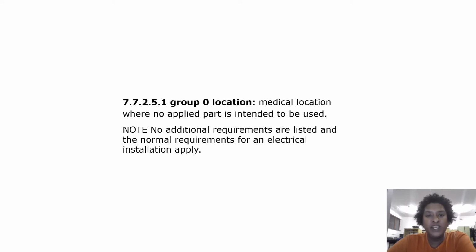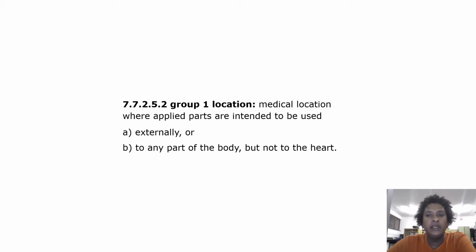Group 0 location. Medical location where no applied part is intended to be used. Note: no additional requirements are listed and the normal requirements for an electrical installation apply. Group 1 location is a medical location where applied parts are intended to be used externally or to any part of the body but not to the heart.